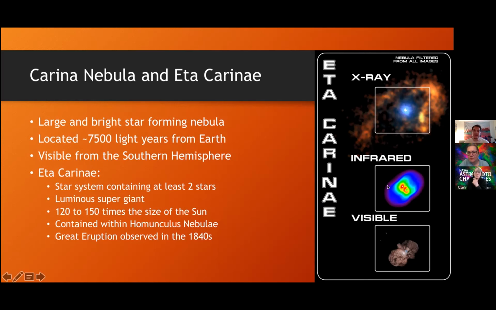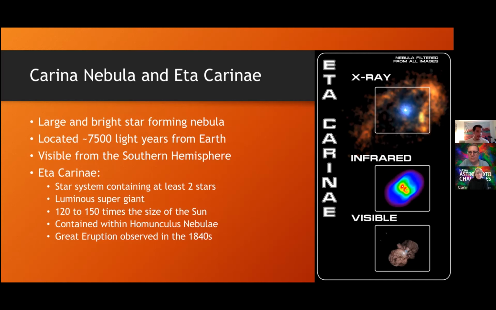Whereas in infrared, that's going to be the opposite. You're going to see a whole bunch of the gas surrounding it because that gas is able to emit at that wavelength as well. And then visible is somewhere in between, where you can see the gas, but the star is emitting significantly brighter in visible than the surrounding gas cloud around it is.